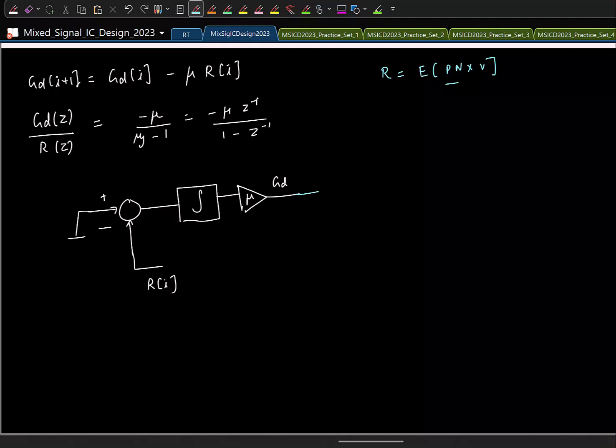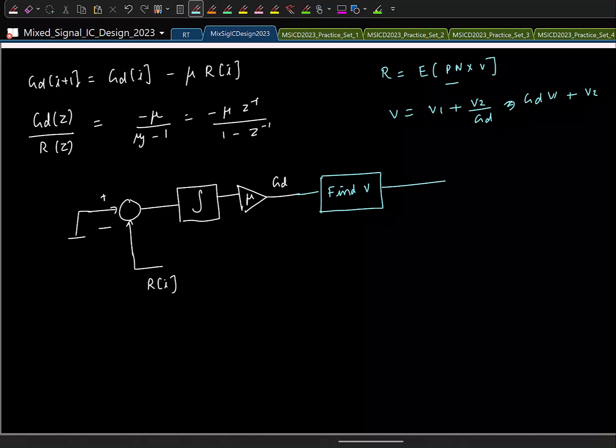First, once I get the GD, remember my output is V1 plus V2 by GD, or the other way is GD times V1 plus V2. Either of them is fine. So the first step I have to do is find V, and once I find V, I can find the correlation, not autocorrelation, by using the PN sequence, and then I can close this loop here.